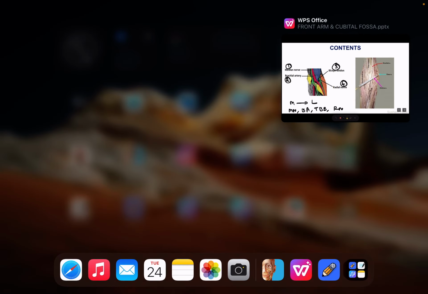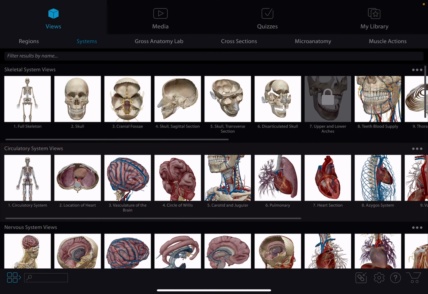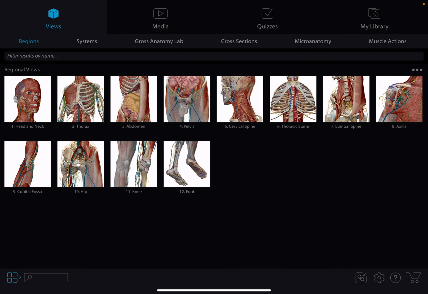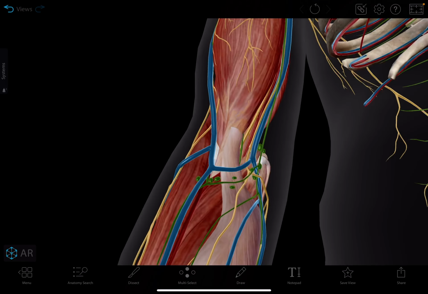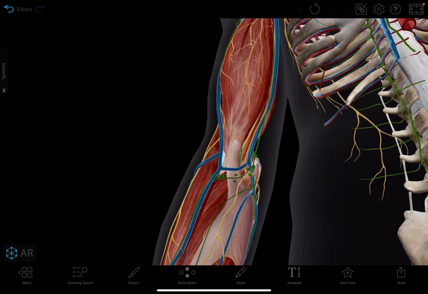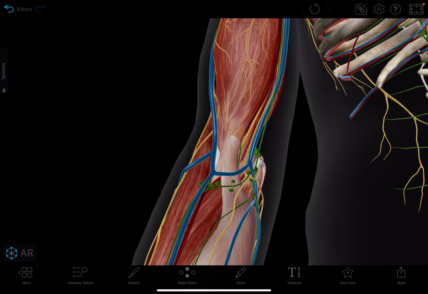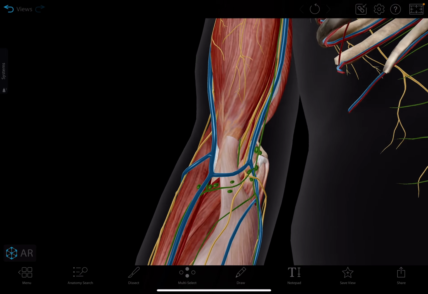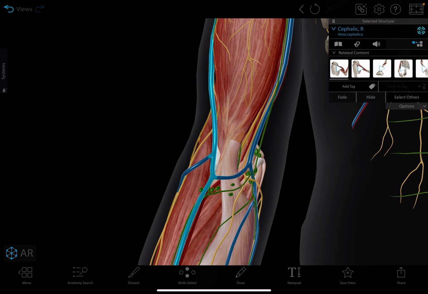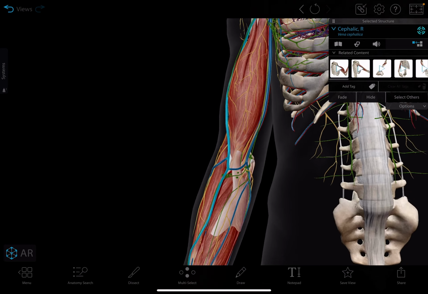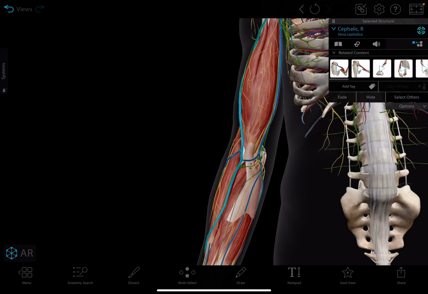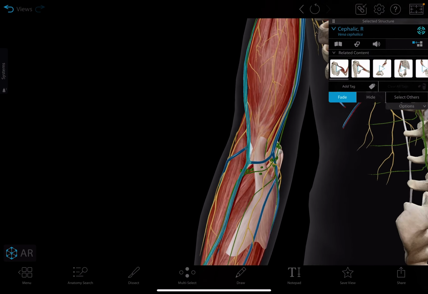Now let's take a look at the cubital fossa. So this is the cubital fossa. What we see here is that the roof has been exposed: the skin, fascia, etc. have been removed, and the contents of the roof have been preserved. Along this side we have the cephalic vein, you can see this is the cephalic vein, and then we have the basilic vein.